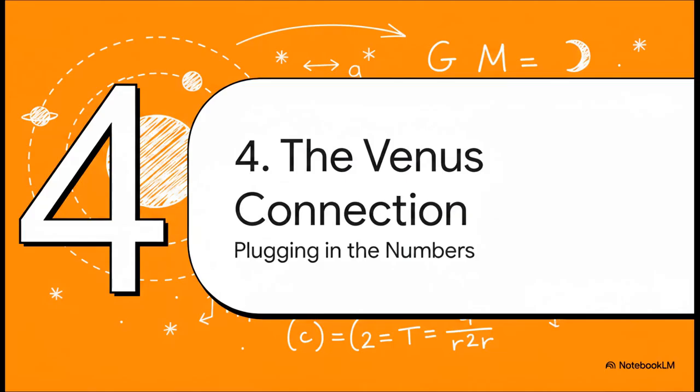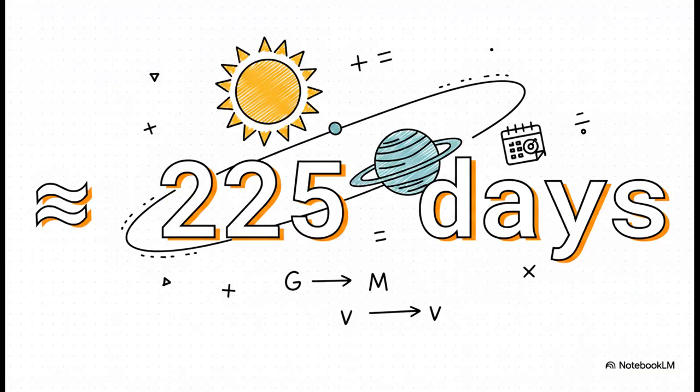And now, the moment of truth. We have our final formula, we have the numbers from the original problem. Let's plug everything in and see what a year on this mystery planet actually looks like. So, we take that final formula for T. We plug in the gravitational constant, G, which is a known value. We plug in the mass of our sun, also known. And of course, we plug in the planet's given velocity of 34.9 kilometers per second. We let the cosmic dust settle, we run the numbers, and what do we get? We find that this planet's year is about 225 Earth days long.